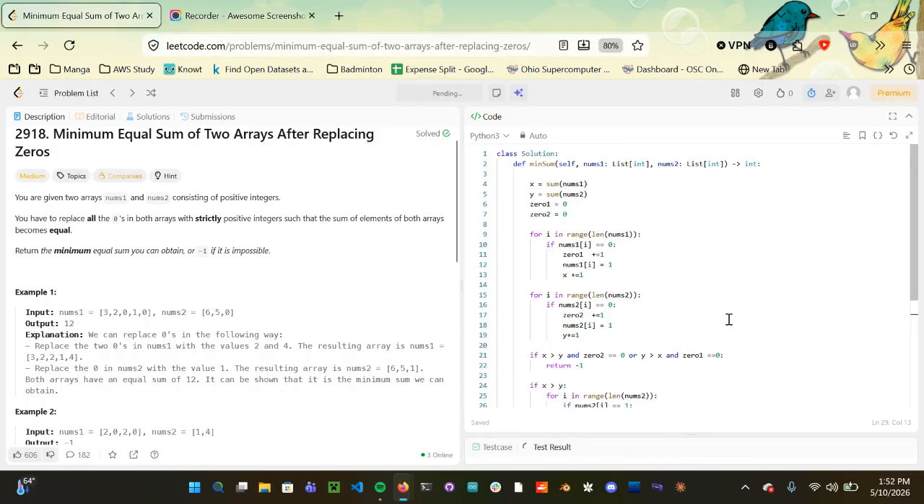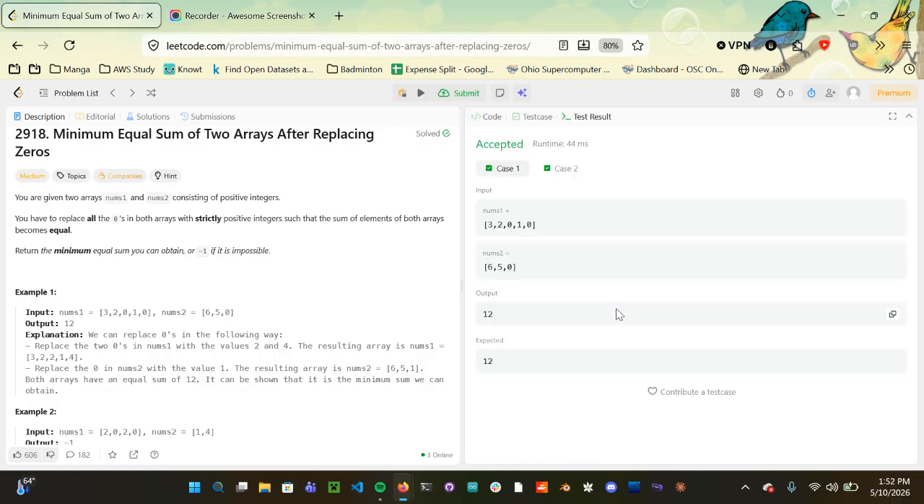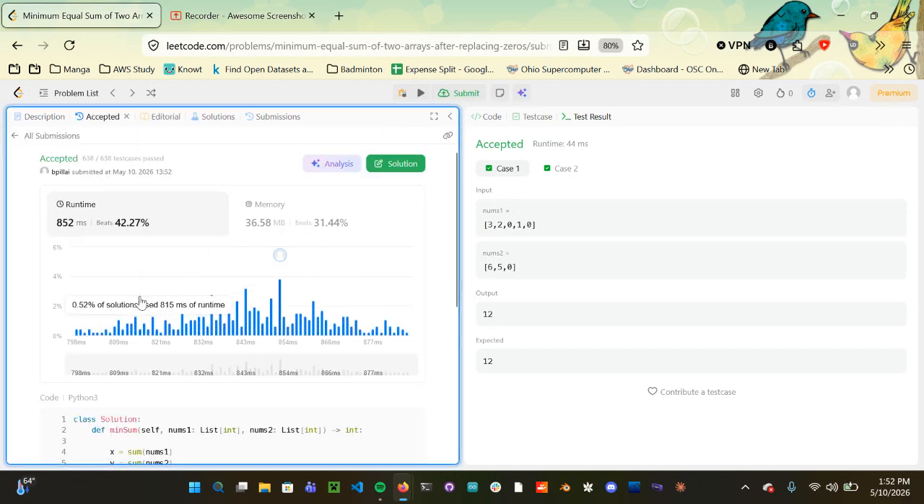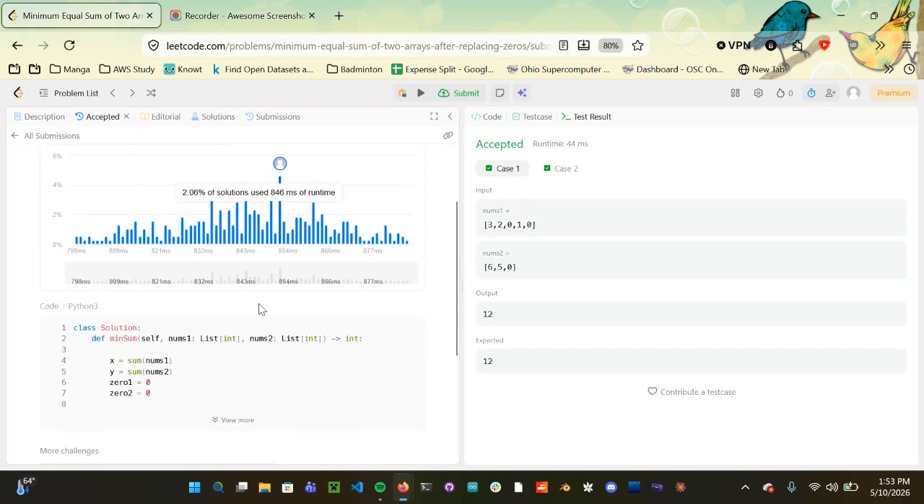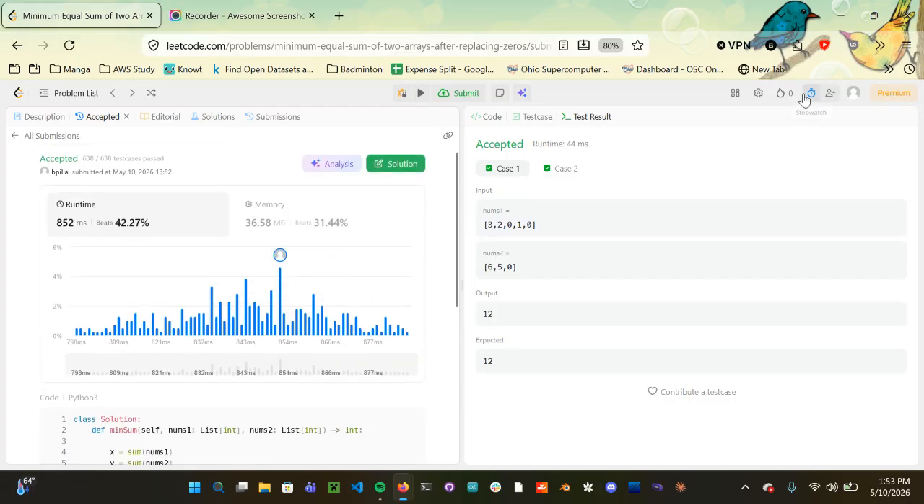And we can run it. And we see we passed both test cases here and here. And then we can submit it. And we beat 42%. And yep, that's about it.